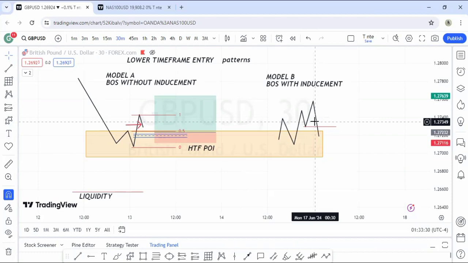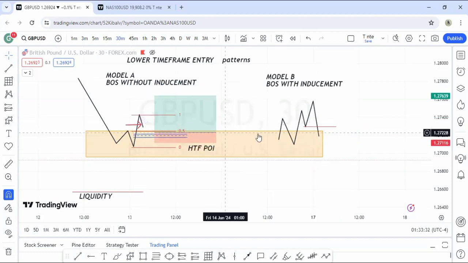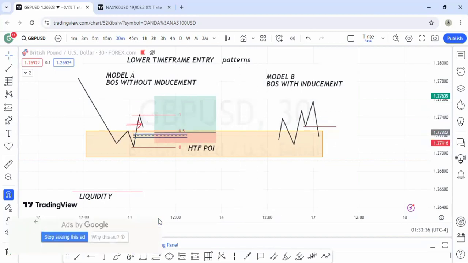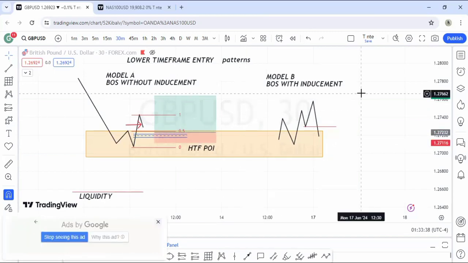So I have to teach you guys both of them because model A also works too. There are times in which price would not give an inducement. So it's up to you. You can choose to say, okay, me, I only trade model B, right? I'm here to teach you, and then you want to pick your choice. I'm not the one to tell you trade like this, trade like that, right? I've taught you several things. It's up to you to select what you think is best for you, right?